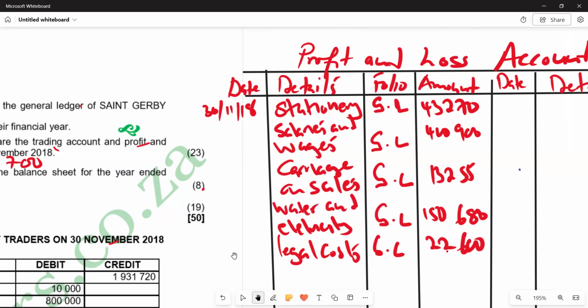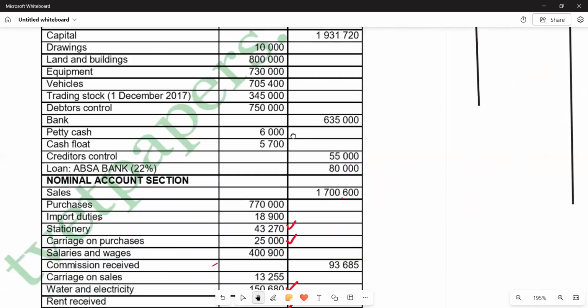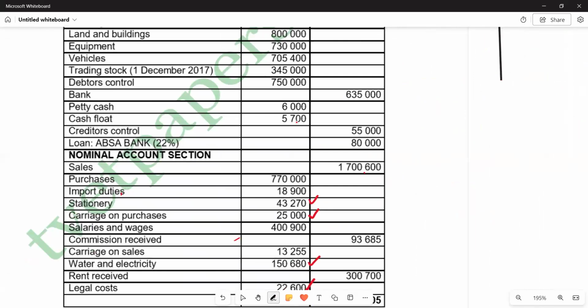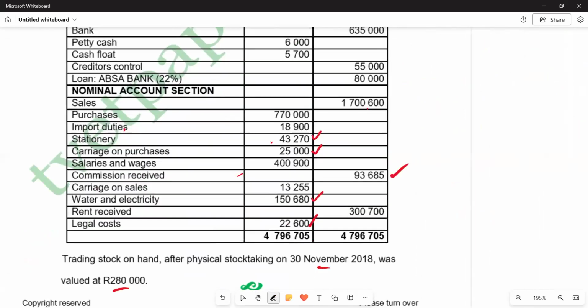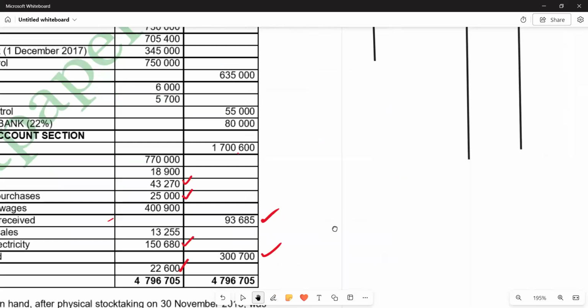Then our income, we are going to the credit side of the trial balance. That's where we find the incomes. We come here, we see that we have got the commission received, and also we have got rent received. So these are the two incomes that we are having. Rent received is 300,700.